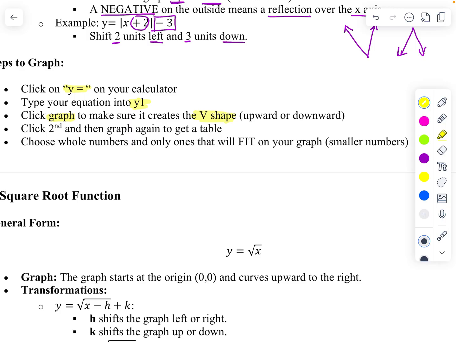Then you're going to go to second and then graph again to get the table. We want our table of points. Now, you can choose any points that you want, but you do want to make sure you're choosing numbers that are in order. So you're not going to skip around and pick random numbers.